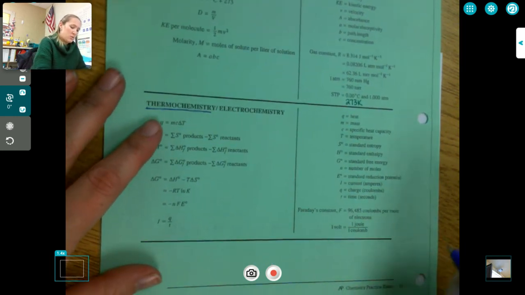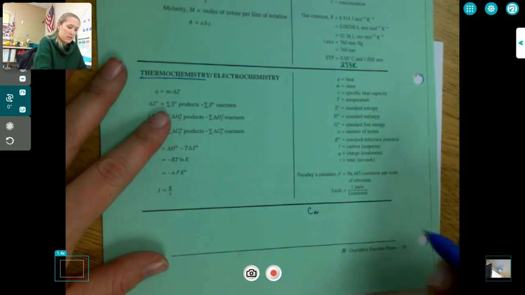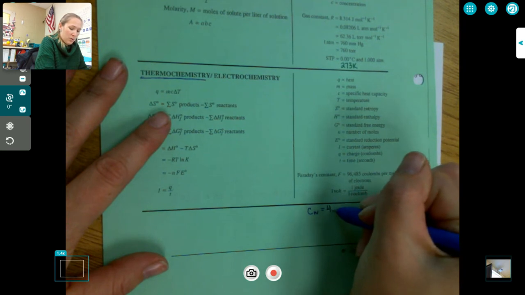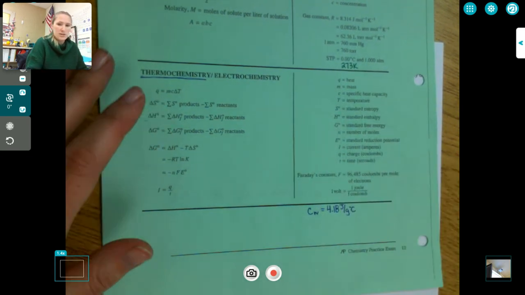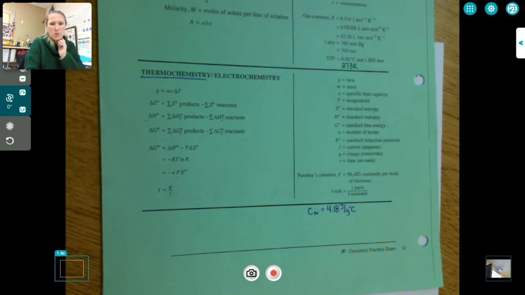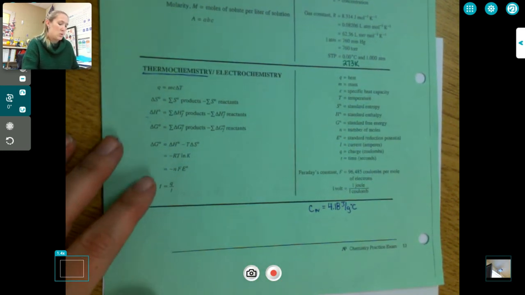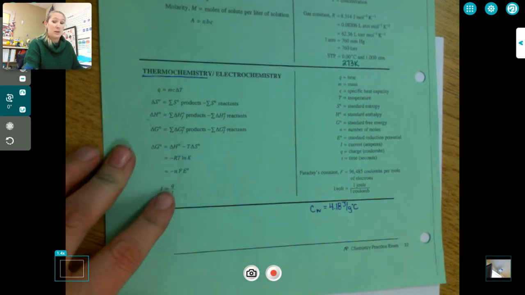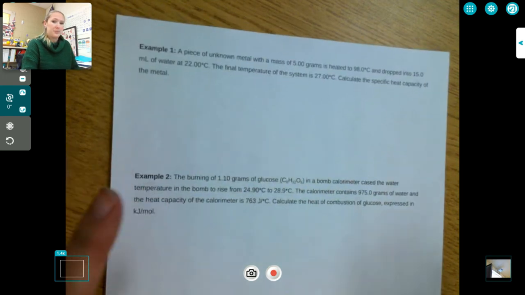So a couple of values, specific heat of water. Specific heat of water is 4.18 joules per gram degrees Celsius. So that's one that we'll use quite a bit coming up here in our practice problems. So you can go ahead and add that on there. Just put a little W for water, H2O, just so you know what that is. And that's liquid water, not steam or ice.